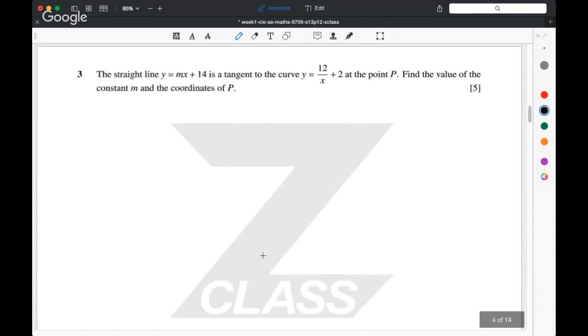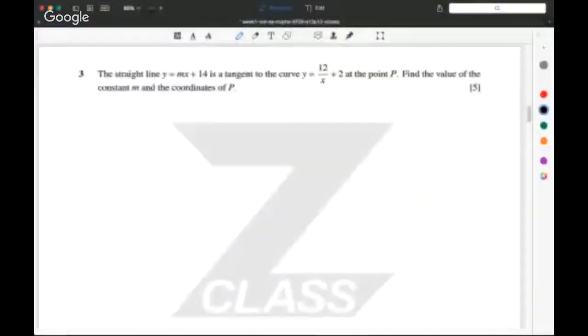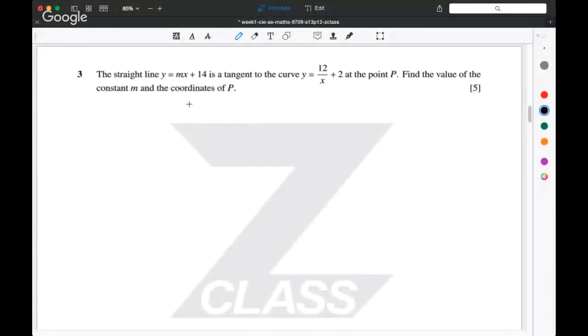Okay, question 3. So what we want here is just some differentiation and a knowledge about straight lines. So firstly, we've got some straight line, and we already know the constant, but we don't have the gradient. But we are told something about its slope.